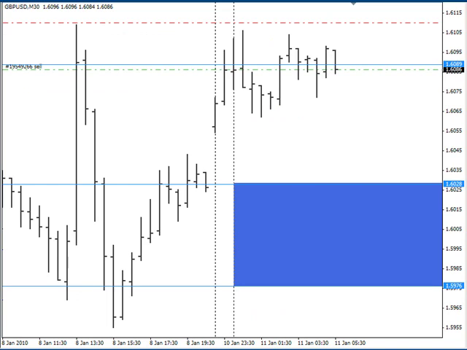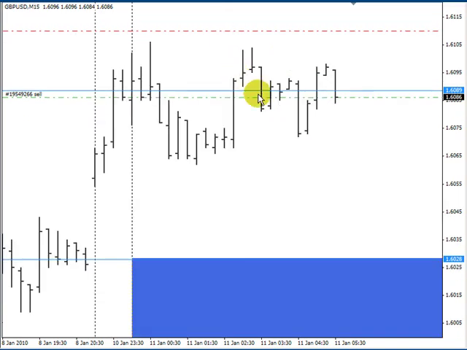So what I want to show you is, I want to find out this pivot. Let me mark them. This pivot right here, right? There's another one in here.